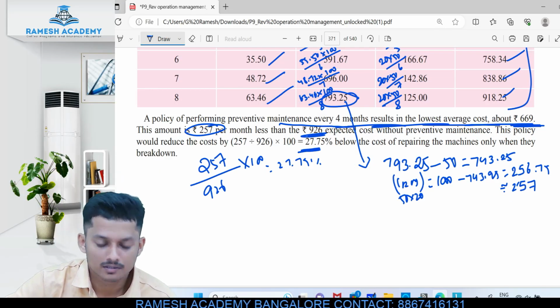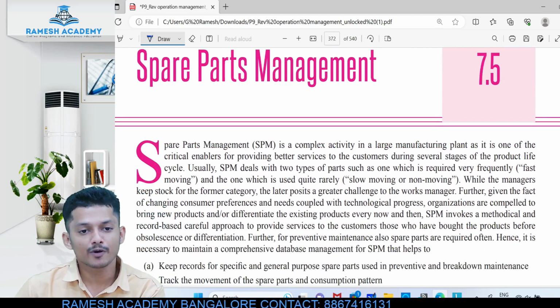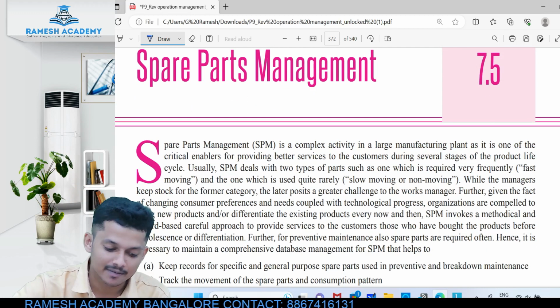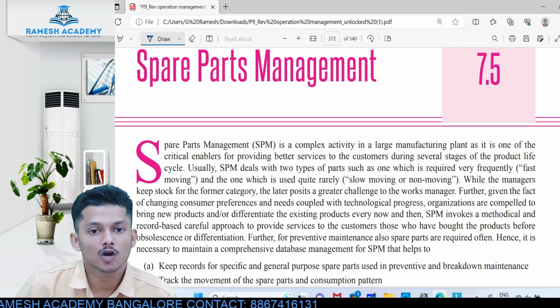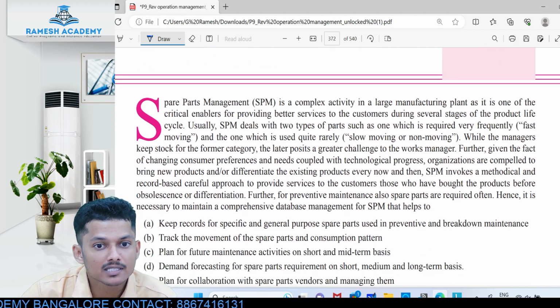Okay, so finally we reached spare parts management, 7.5. If we end this, done. So spare parts management is a complex activity in a large manufacturing plant, as it is one of the critical enablers of providing better services to the customers during several stages of the product life cycle.